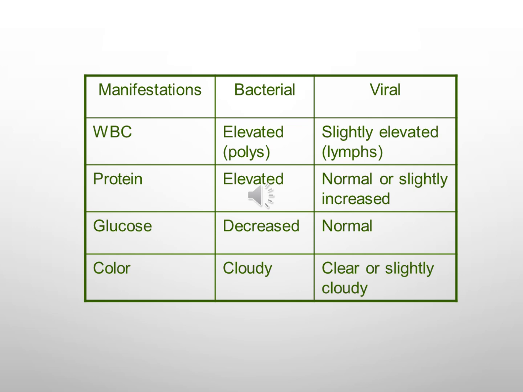So, whether it be bacterial or viral, you can kind of see what is going on. So with this one, we saw that their white blood cells were elevated, right? And we had the protein that was elevated, and then we had the glucose that was decreased. Katie has what type of meningitis? She has bacterial.